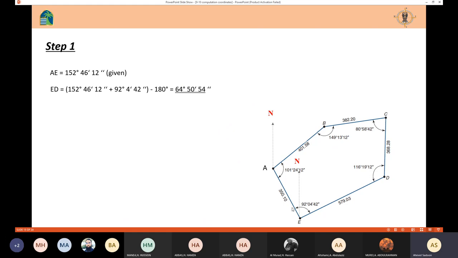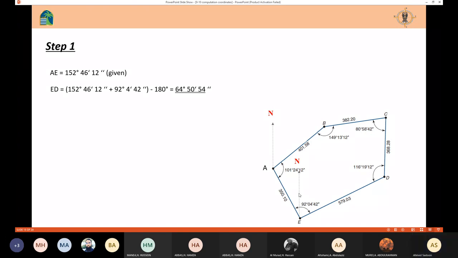And I can determine the azimuth of the line ED. We are gonna use the formulas that have been used earlier. We are gonna say that the azimuth, the forward of the line ED, is gonna be the forward of the previous line, which is AE, this angle here, plus the internal angle between them. Then I'm going to examine the summation, and obviously the summation is more than 180. Then I'm going to subtract 180. And here is the value of the azimuth ED, the forward line ED, this one here.